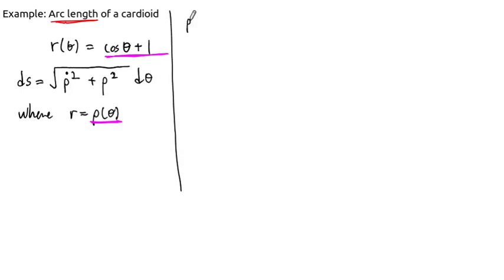But let's work out the arc length element. So we need rho squared. Before we actually take any derivatives, let's just square it. So rho itself, remember, is the formula for the function: cosine theta plus 1, quantity squared. And this, of course, has to be distributed out. So this is cosine squared theta plus 2 cosine of theta plus 1.